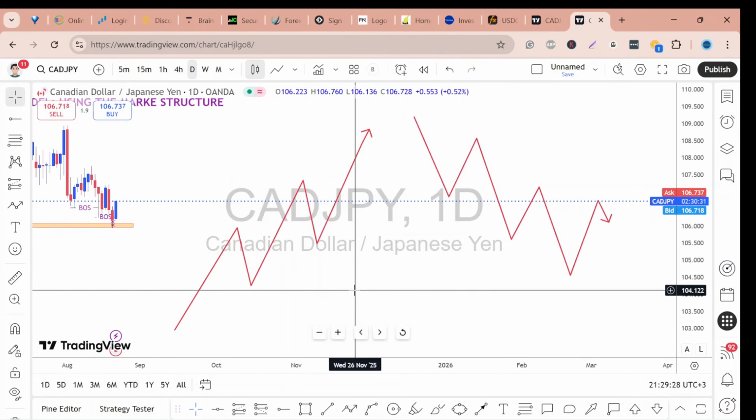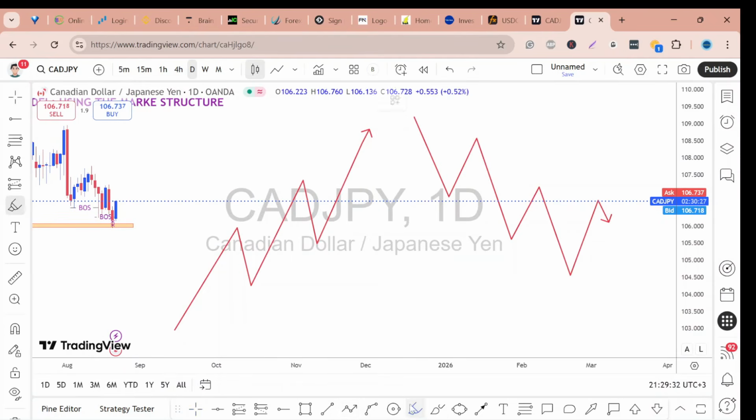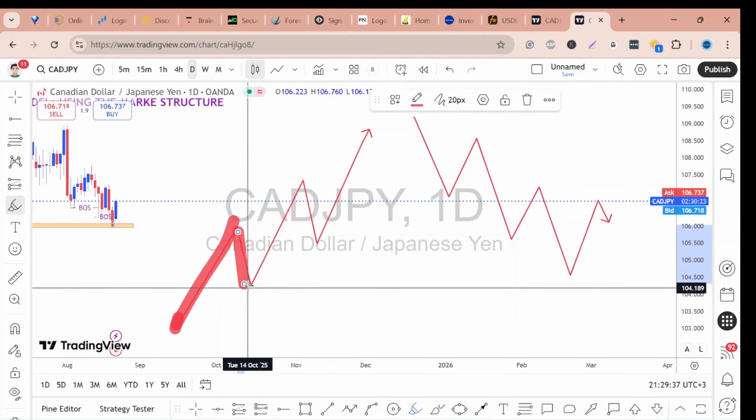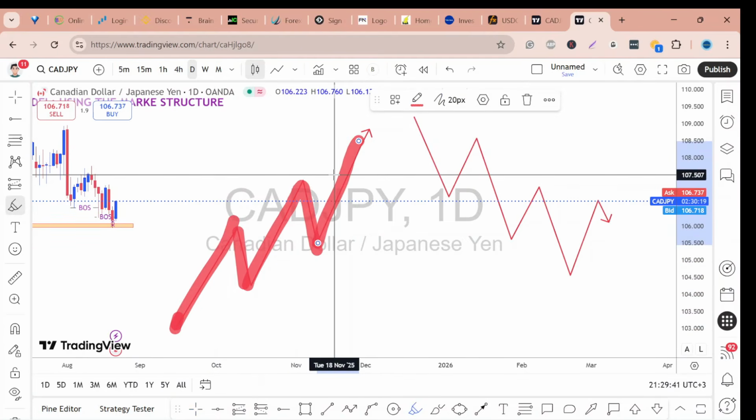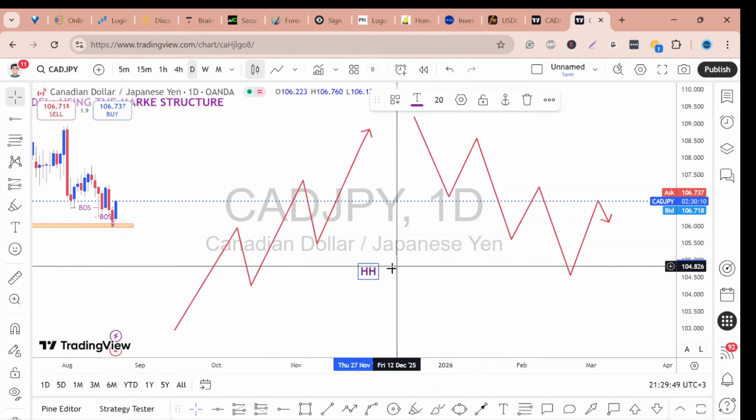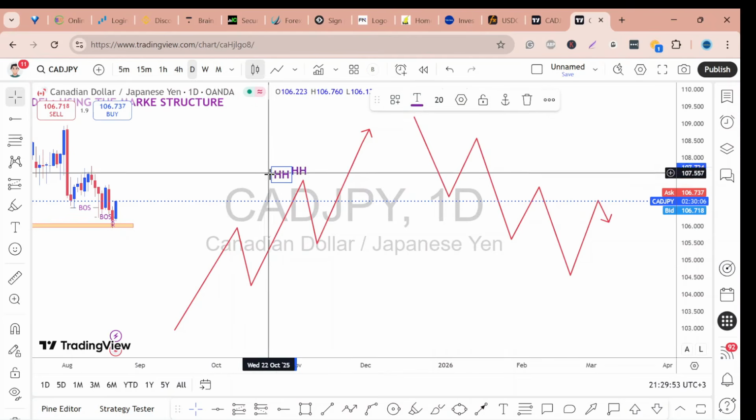If you watched my videos previously, you now understand that the market moves in impulse moves. This is the impulse and correction, impulse and correction, impulse and correction. That therefore means that the market will be making higher highs and higher lows anytime it is in an uptrend. So these are higher highs. This is the first high, of course.